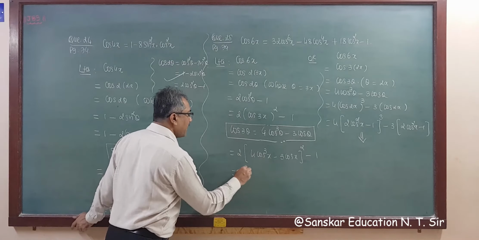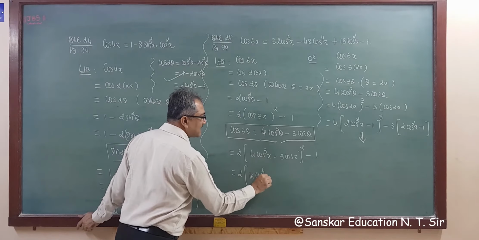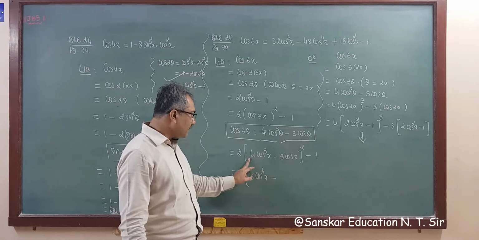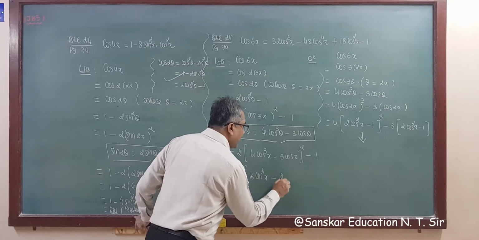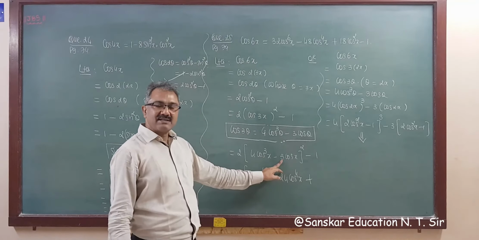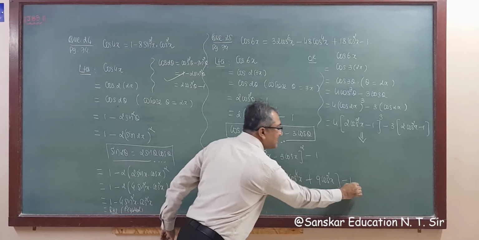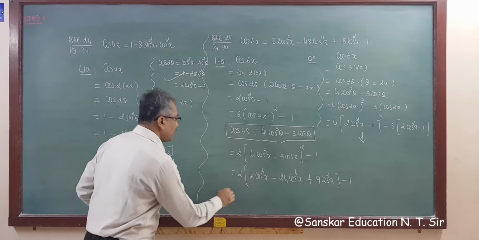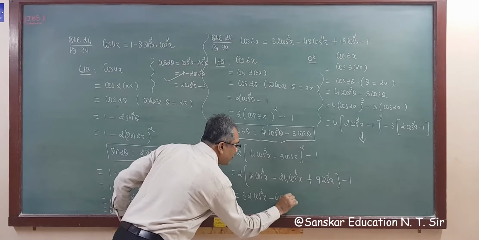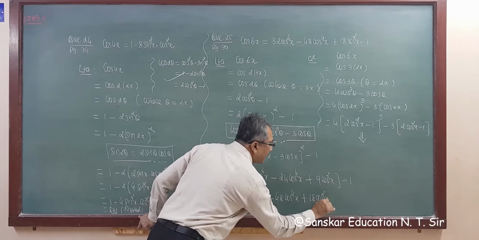So this is 2. Square of this is 4, square is 16. Cos cube squared is cos raised to 6x, minus 4 into 3, 12, into 2, 24, and cos cube into cos x is cos raised to 4x, plus square of this, 9 cos square x. So 9 cos square x and minus 1. So multiplied by 2, what we get? This is 32 cos raised to 6x minus 48 cos raised to 4x plus 18 cos square x minus 1.